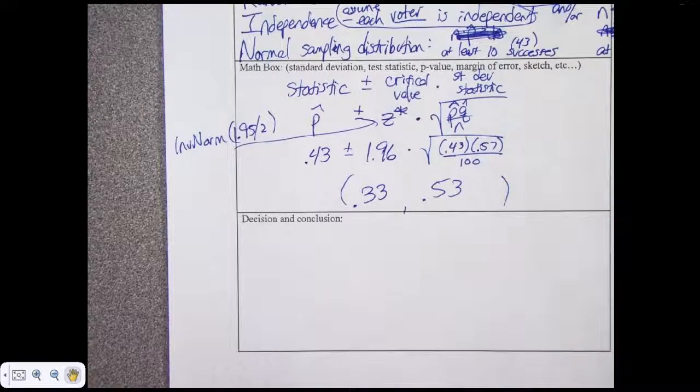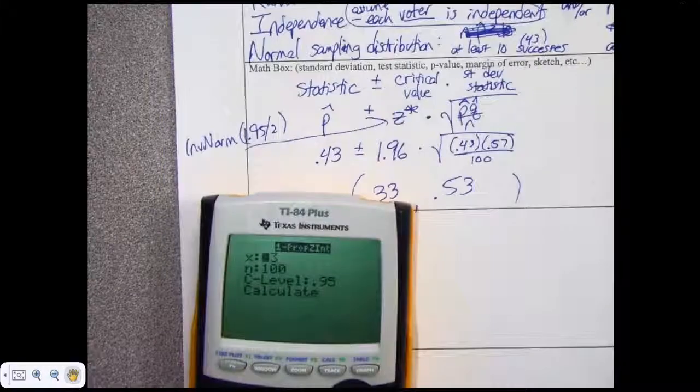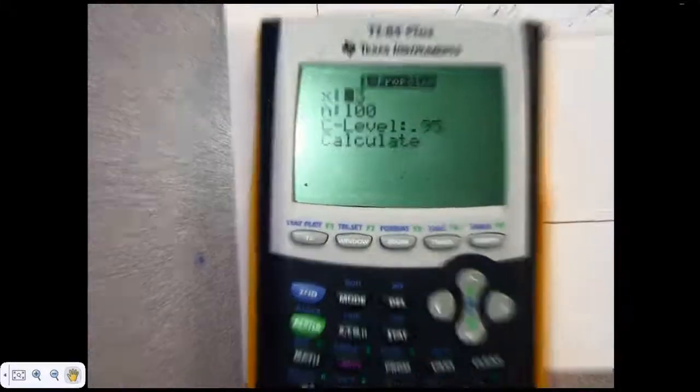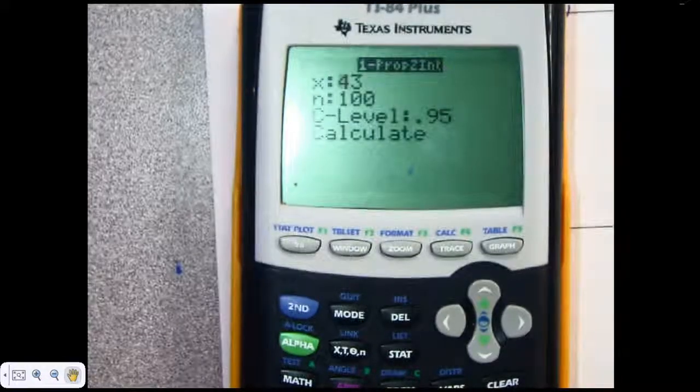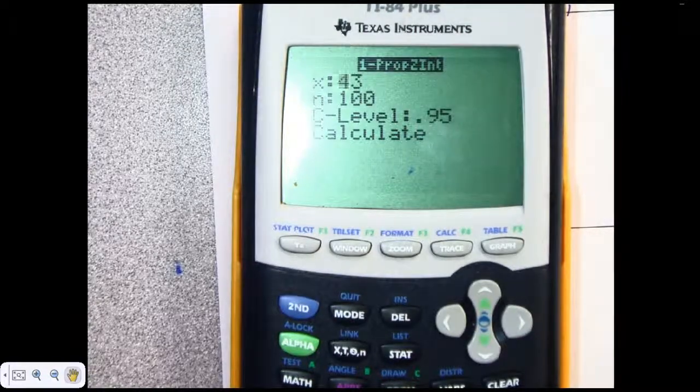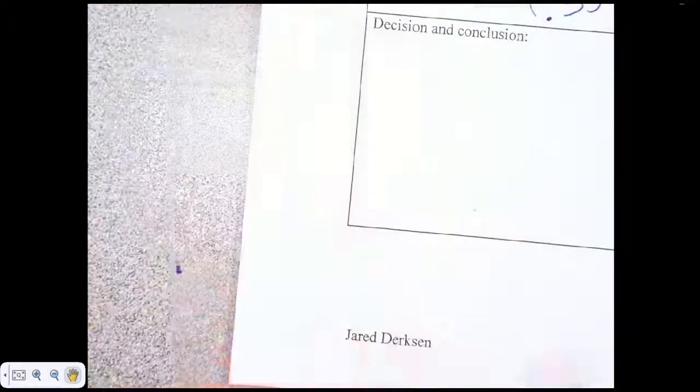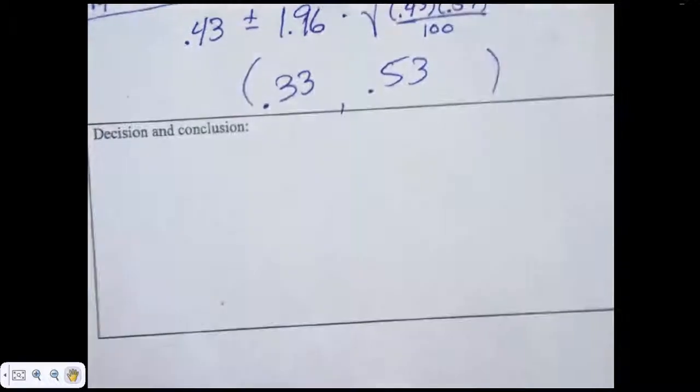What did you put in? Right here, what did you put in? So, tests and then one prop Z interval. It's down pretty far. It's A. Now you got what I got? It said it backwards? Do you know what you... Oh, never mind. I don't know what you do.